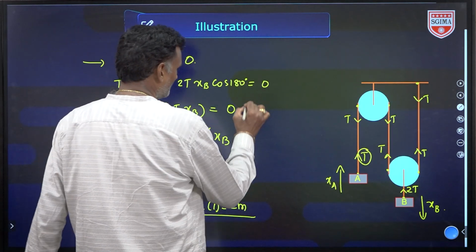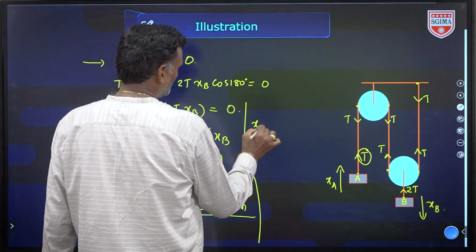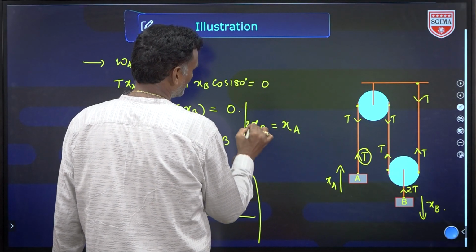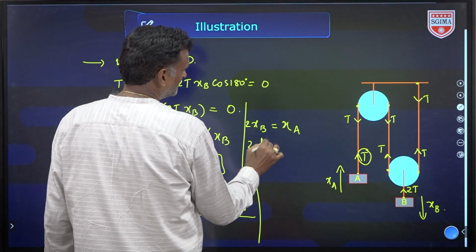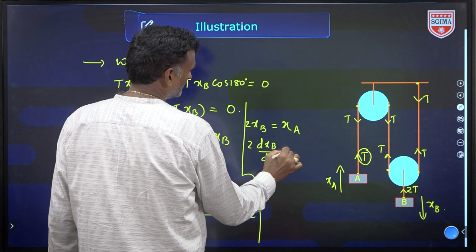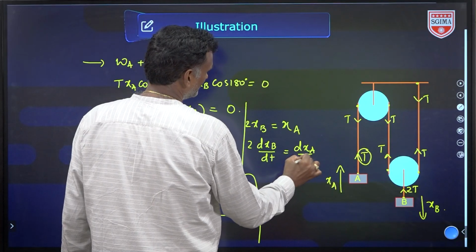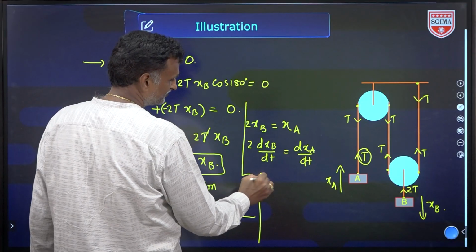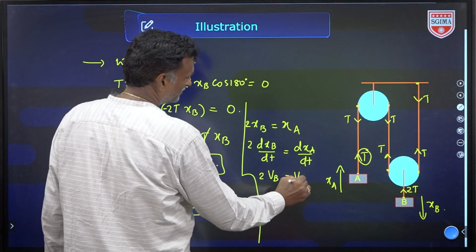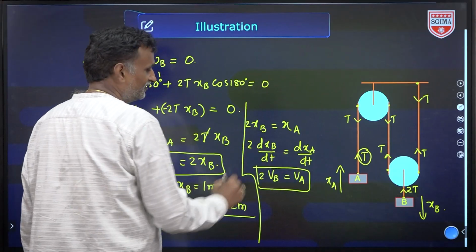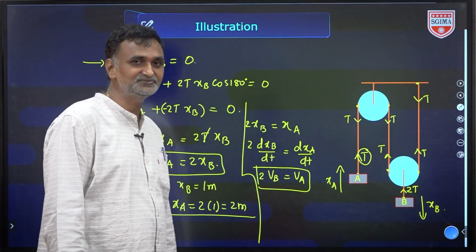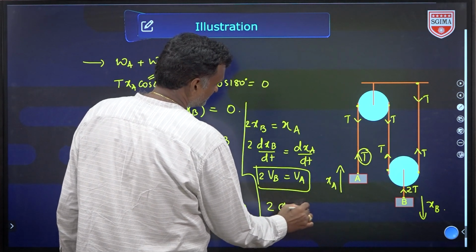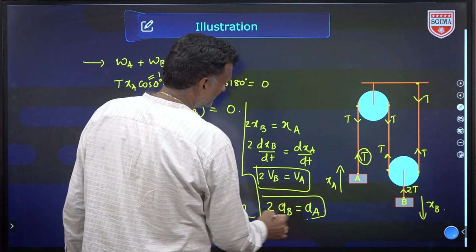So, suppose we write XA equals 2XB. Then, differentiating: 2 dXB by dt equals dXA by dt. Differentiation of displacement with respect to time gives velocity. So, this is 2VB equal to VA, and further differentiation of this velocity with respect to time gives acceleration, that we can write as 2 times the acceleration of B equal to the acceleration of A.